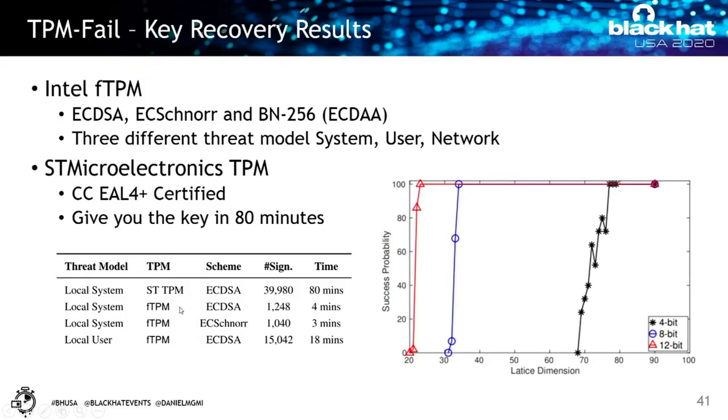So this was basically an efficient attack. We saw that running the attack actually doesn't take that much time. The only thing that takes time is collecting those signatures, because depending on the amount of leakage we have, if we have 4-bit leakage or 8-bit leakage, we need to collect a different amount of signatures. We have some numbers in the paper in more detail, but the end result is that you can recover the crypto key very efficiently on both Intel fTPM and ST Microelectronics, especially if you have local access. That's very fast, and only signature generation may take some time.